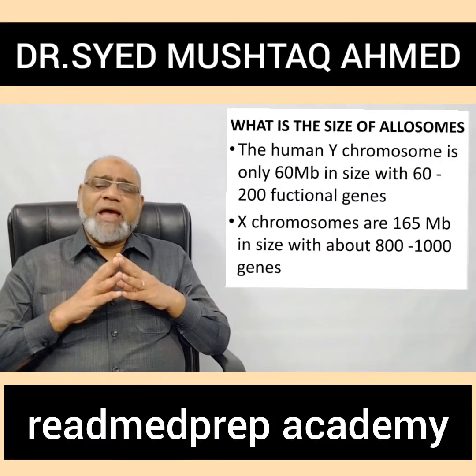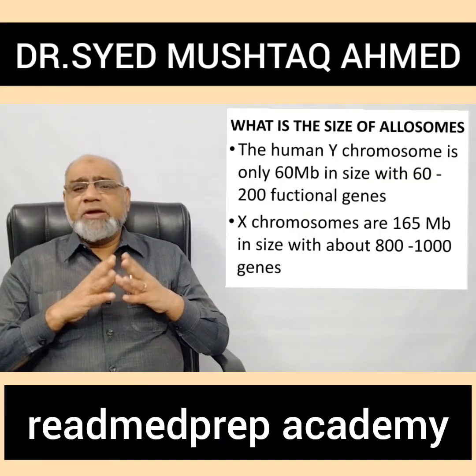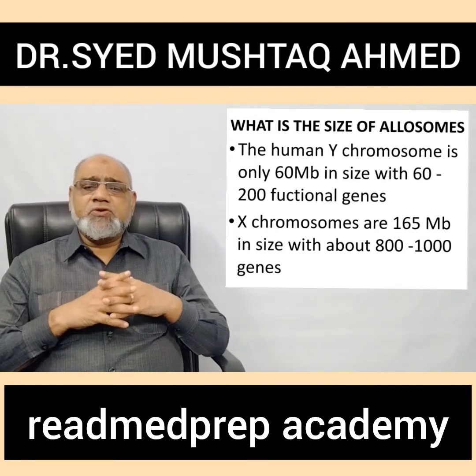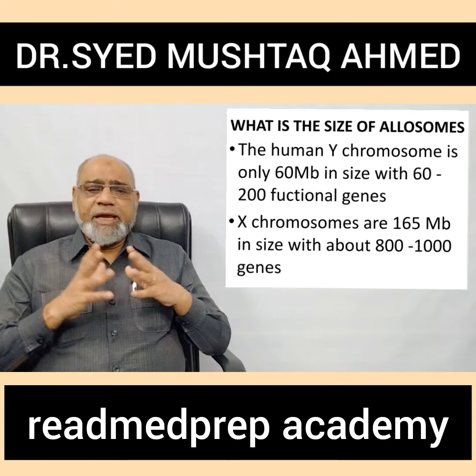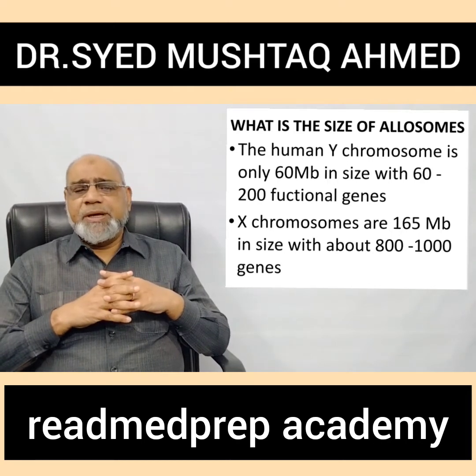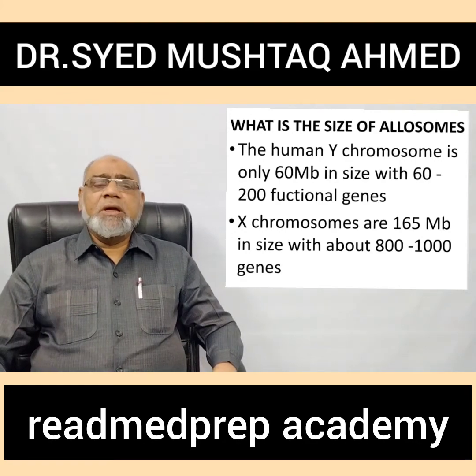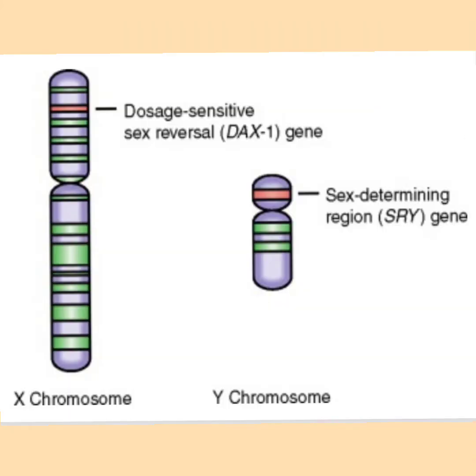What is the size of the allosomes? The human Y chromosome is only 60 MB in size, with 60 to 200 functional genes. X chromosomes are 165 MB, that means they are larger than the Y chromosome in size and contain about 800 to 1000 genes. Here you can see that the X chromosome is larger and the Y chromosome has a sex determining region called the SRY gene.